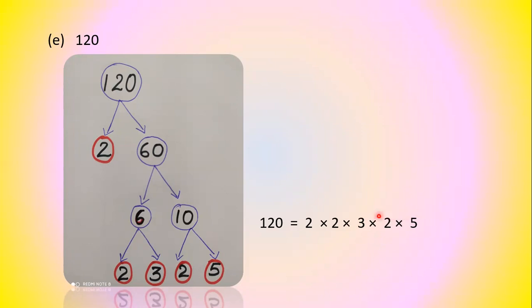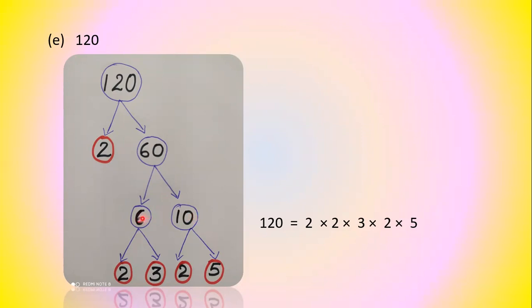And 2 is a prime number. And the other factor 60 is not a prime number. So again we have to factorize 60. 60 can be factorized as 6 tens are 60, right? So it is factorized as 6 into 10. Here also 6 and 10 both are not prime numbers. That means again we have to factorize both the factors here.